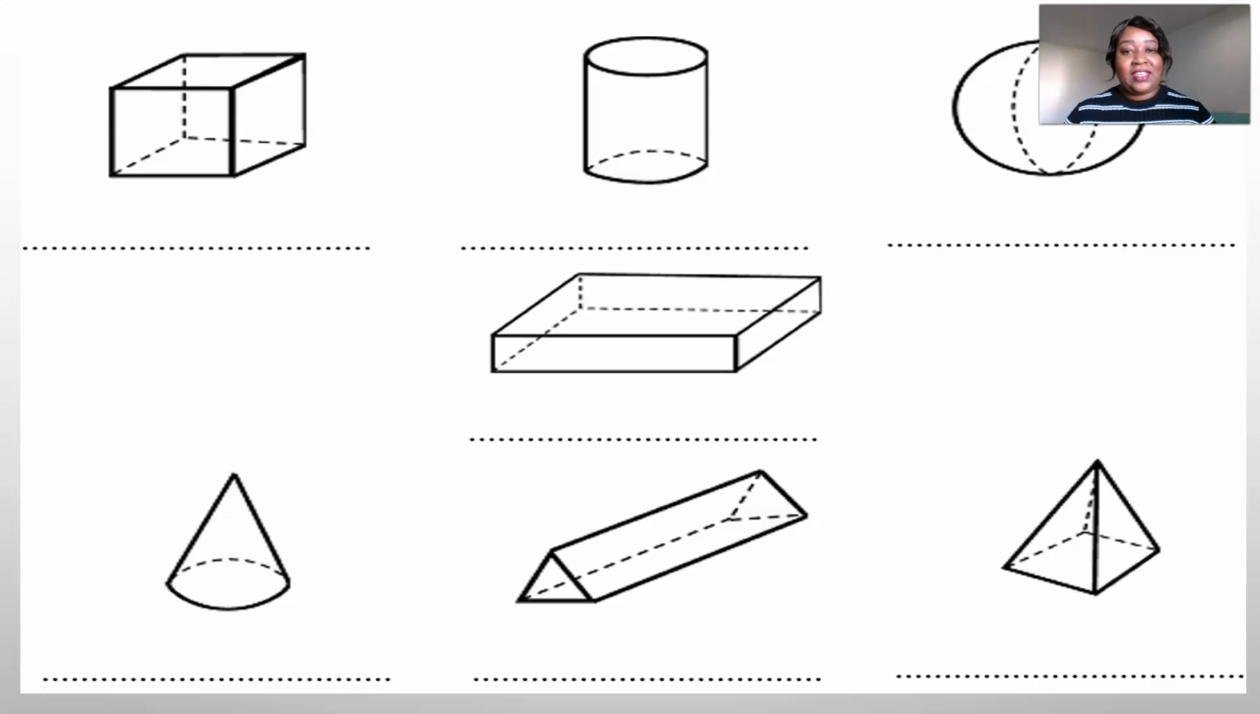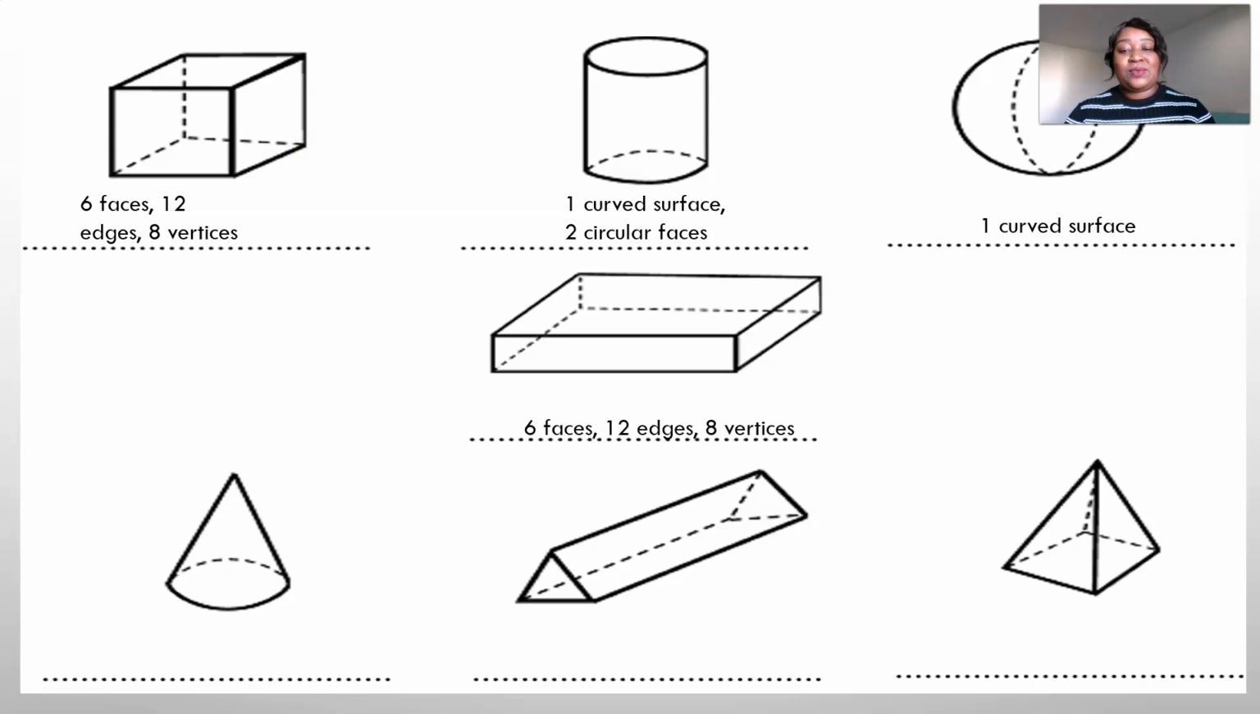Now that you have finished, let's check our answers. The first one has 6 faces, 12 edges, and 8 vertices. Very good. The second one has a curved surface and 2 circular faces. Then the third one has just one curved surface. This one has 6 faces, 12 edges, and 8 vertices, just the same as the first one. These two have the same. And then the fifth one, it has a curved surface, 1 circular face, 0 edges, and it has 1 vertex.